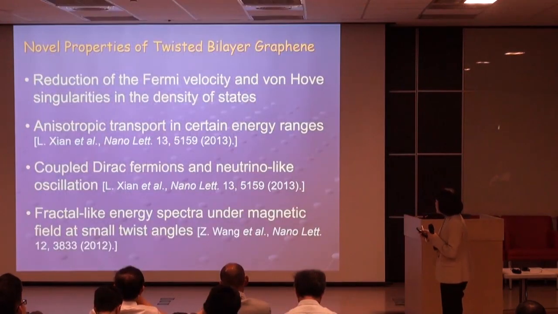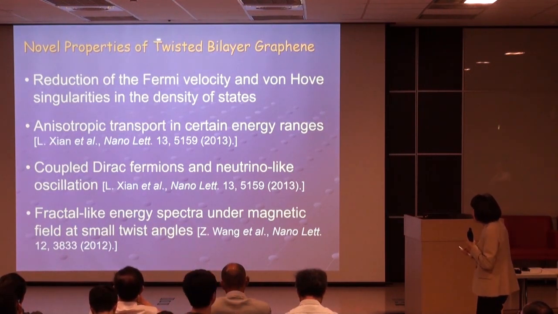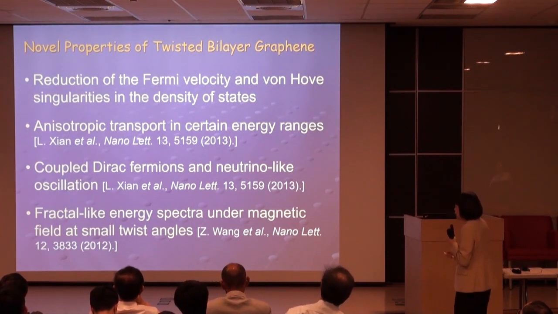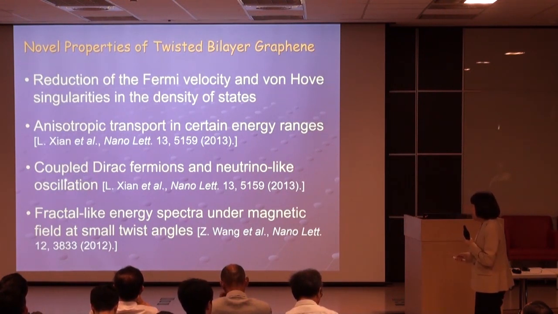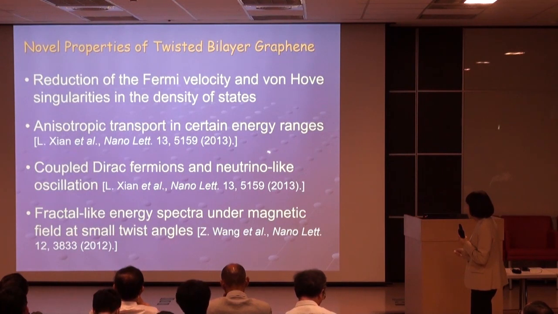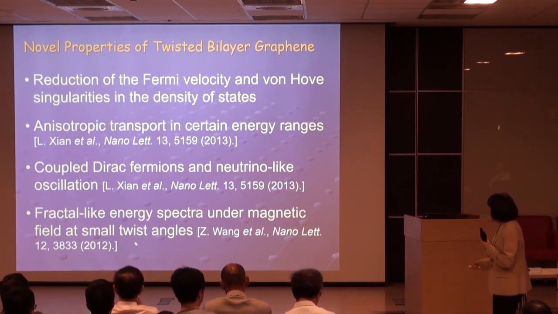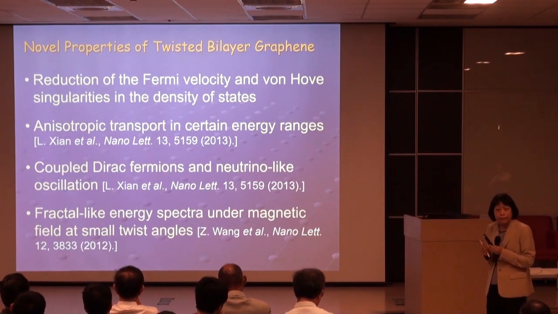Okay, so for this system, we have done a series of studies. I'm not going to be talking about all of them. There are some interesting things about the anisotropic transport in terms of energy range, and we're going to observe some kind of coupled Dirac fermions, and we have some kind of neutrino-like oscillations. But I was going to mention this fractal-like energy spectrum in the magnetic field a little bit.